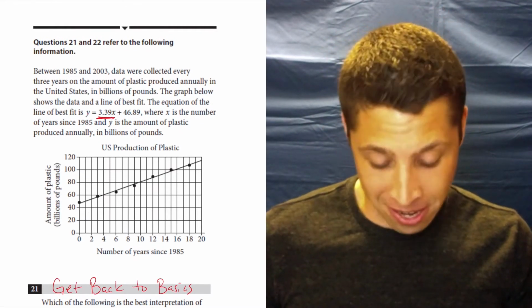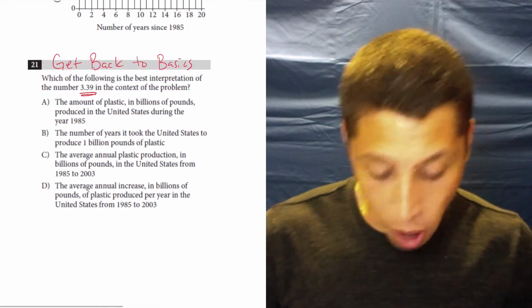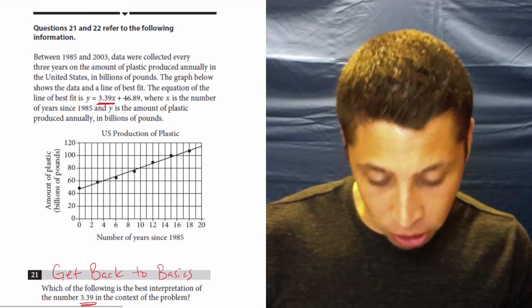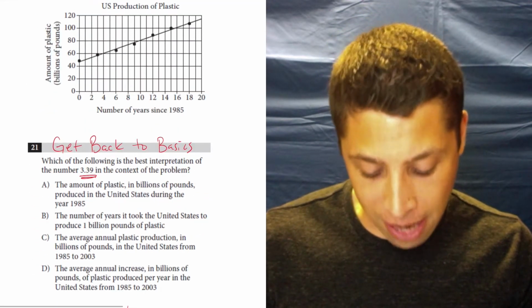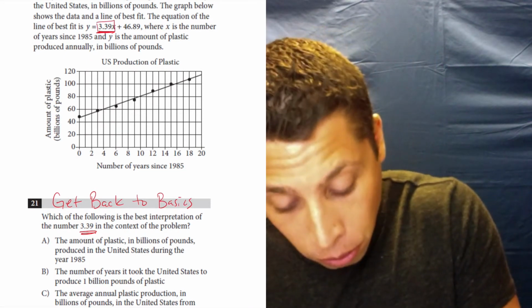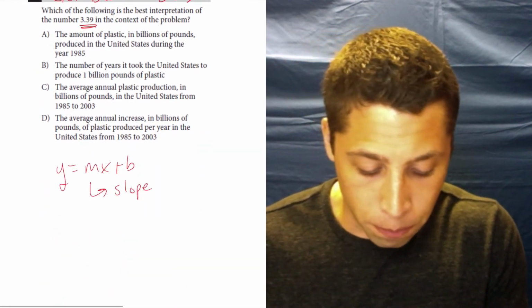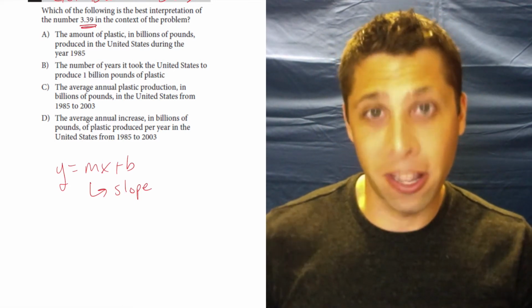What is this equation? It's a line. We know it's a line because if we look at the graph, it's also a line, but more importantly, y equals mx plus b perfectly matches this equation, 3.39x plus 46.89. So if they're looking at the 3.39, they're clearly asking us for the slope. So we're just being asked about the slope of this line.